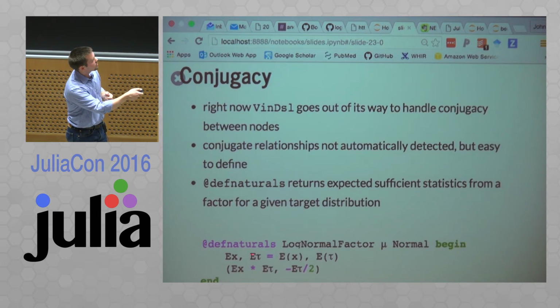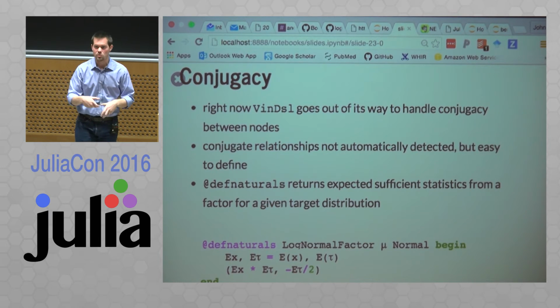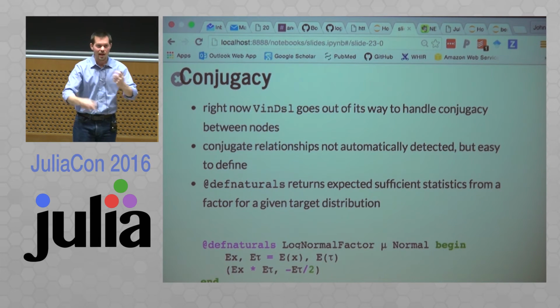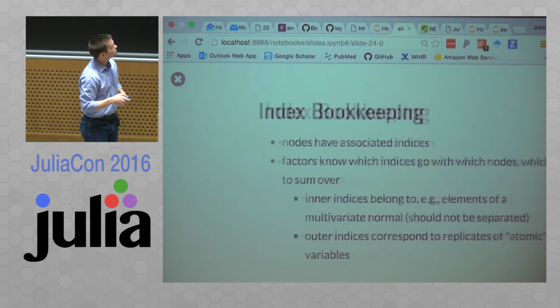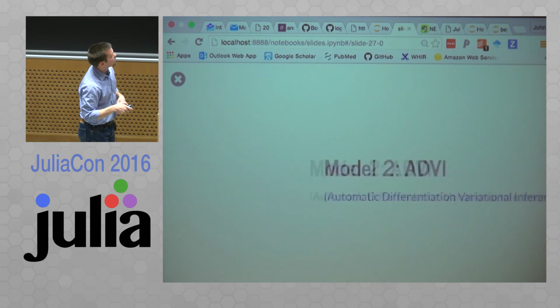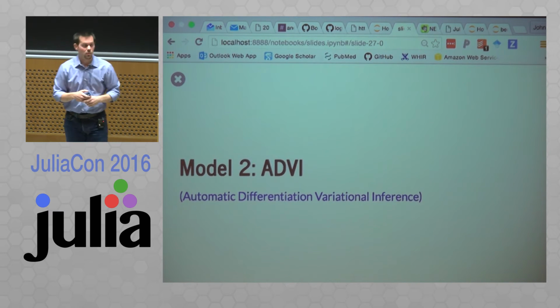For conjugacy, there's another macro that essentially says if I have this factor and this node is approximated in this way, then these are the sufficient statistics. These are the things I have to know about the distribution. And again, you write them in this little math-like syntax, and then it handles all the indices for you. That's just more about index bookkeeping and a little more about indices. I'm going to skip to get to my second point.